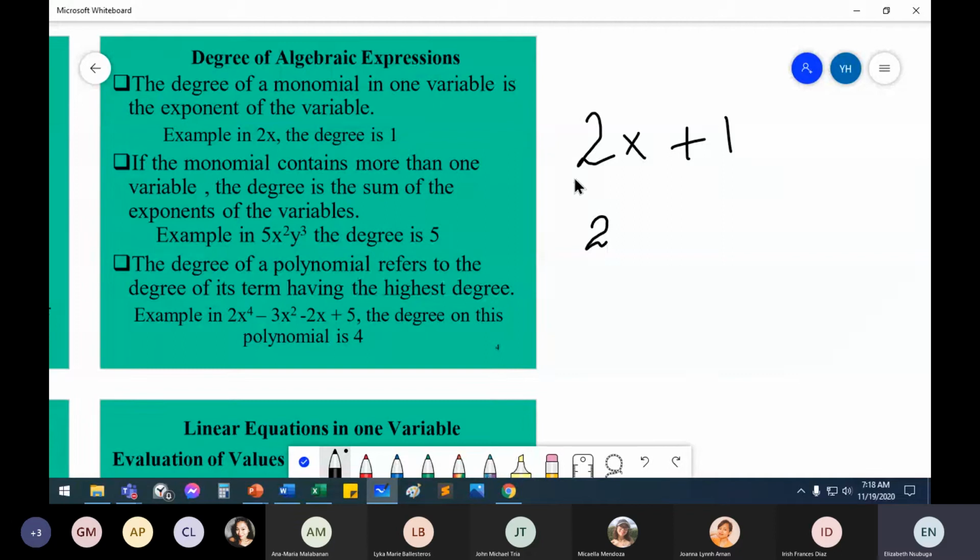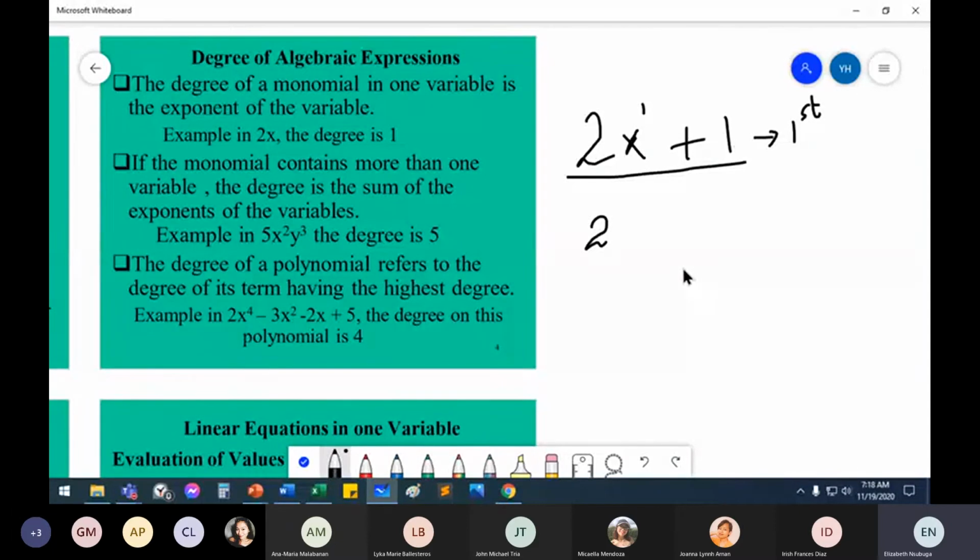How do I know it's a first degree expression? Because the exponent of x is 1. We don't write the exponent there, but we know that we have a 1 here. Any number has exponent 1, meaning it's just the number. So that's why it's referred to as first degree. All the equations we are going to be using in our linear equations topics are going to be first degree.